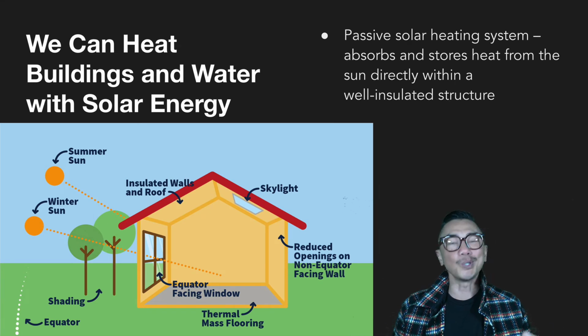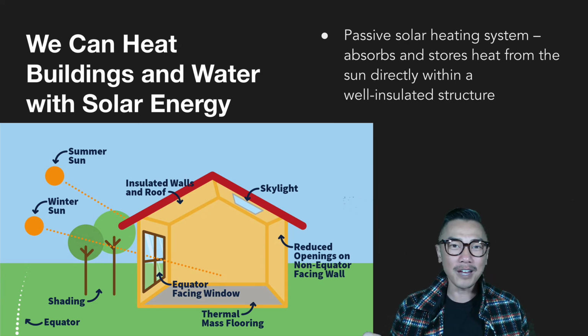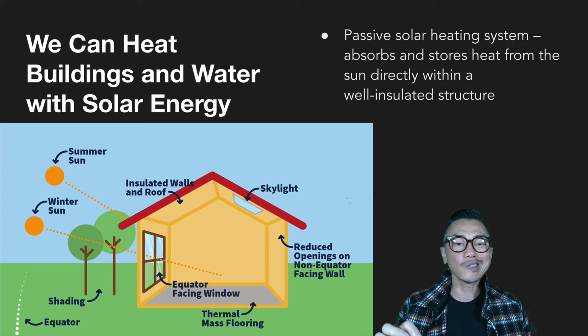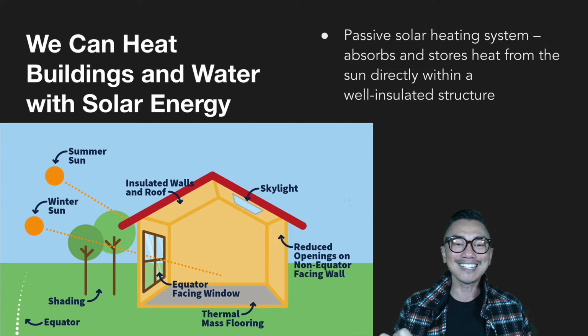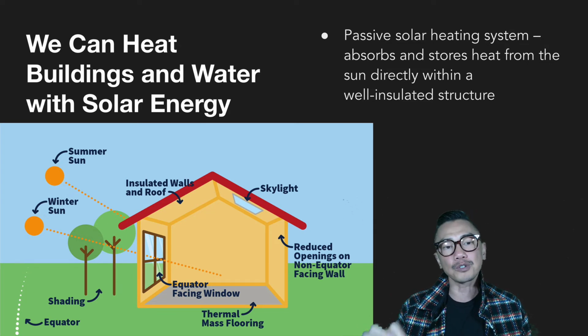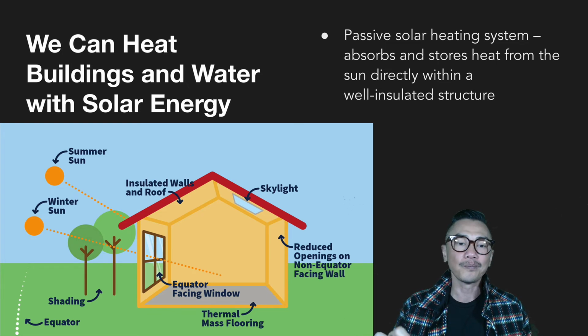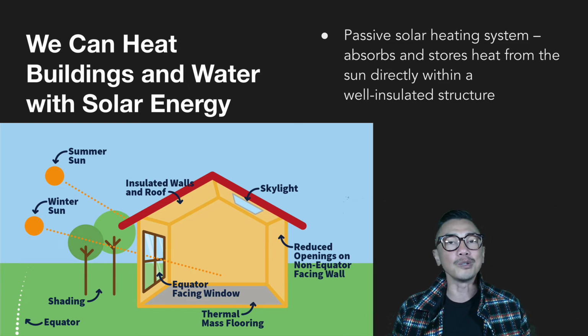We can heat buildings and water with solar energy. There are two ways in which we can do this. The first is called passive solar heating. In a passive solar heating system, a building absorbs and stores heat from the sun directly within a well-insulated structure with windows directed towards the equator. Skylights can also be used to heat the building.